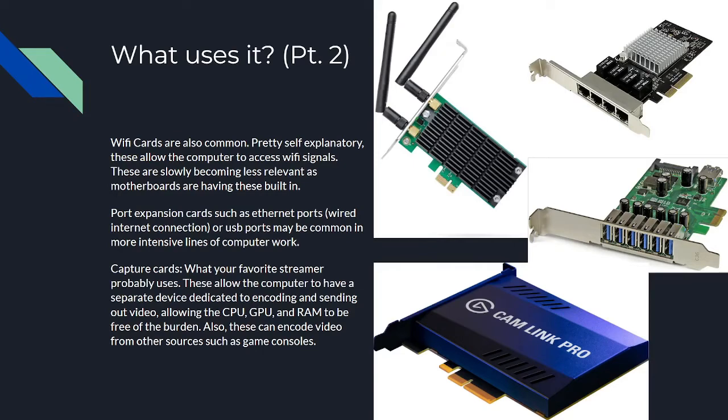So, images on the right. The one with the antenna sticking out is a Wi-Fi card. Top right is an Ethernet expansion port card, and bottom right is a USB port expansion card. And then on the bottom here we have a Camlink Pro capture card.